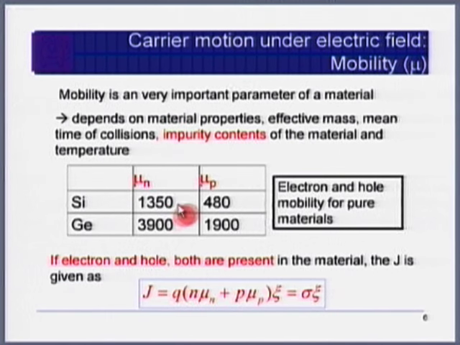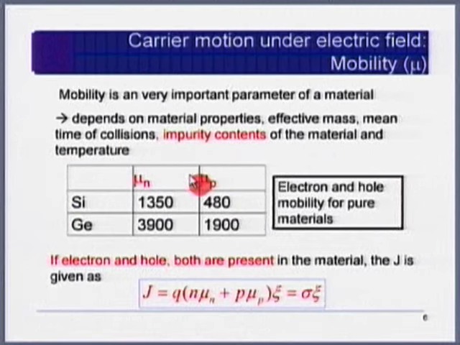And this is the number, and centimeter square per volt second is the mobility. If you look at silicon, the mobility of electrons is higher than the mobility of holes. Mobility of electrons is 1350 and mobility of holes is 480 centimeter square per volt second. In germanium, mobilities are higher.